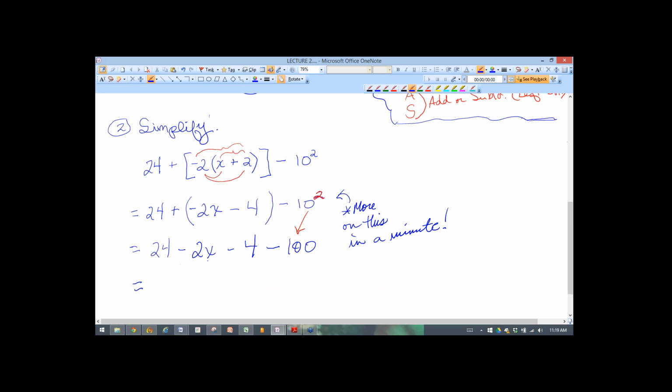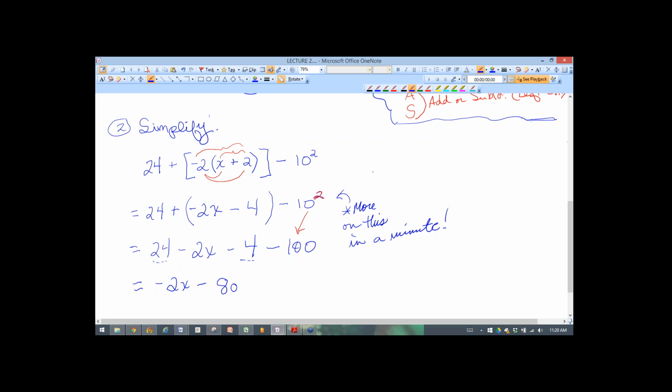So, okay, now we have this minus 2x, which is kind of like a sore thumb sticking out amongst numbers that are just constants, right? They don't have a variable attached. So I'm just going to put that up front, minus 2x, get it out of the way. And I'm going to go ahead and combine my 24 minus 4, which is what? 20. And then 20 minus 100 will be what? Negative what? 80. Good job. Okay. So now we're done with this problem.